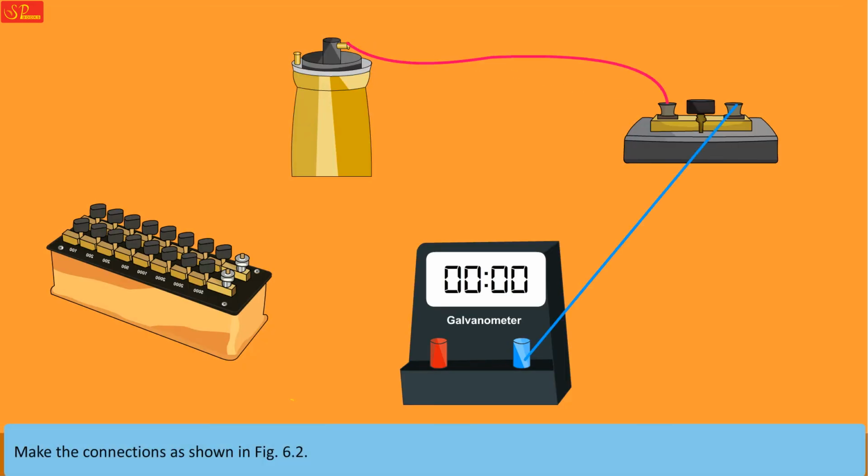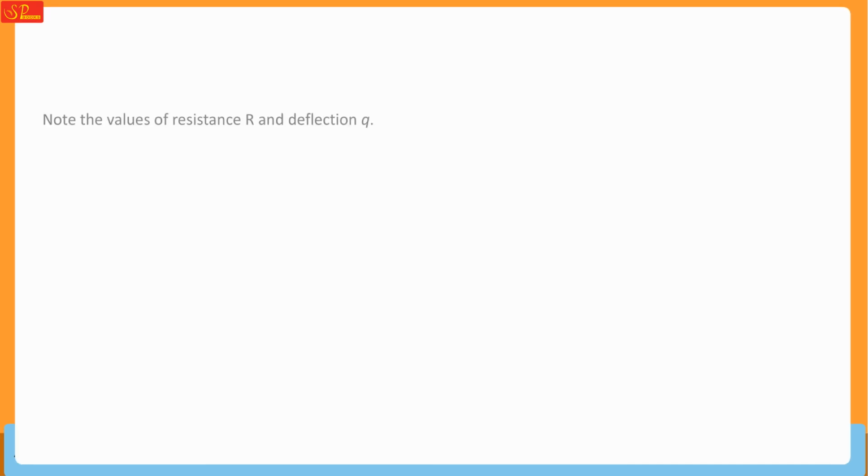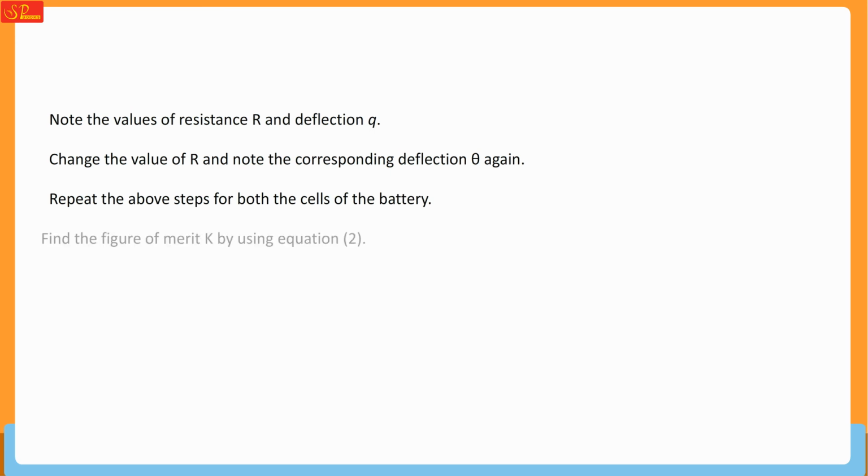Make the connections as shown in figure 6.2. Adjust the value of R to obtain a certain deflection theta, say 30 divisions, when the circuit is closed. Note the values of resistance R and deflection theta. Change the value of R and note the corresponding deflection theta again. Repeat the above steps for both the cells of the battery. Find the figure of merit K by using equation 2. Observations and calculations: record all the observations in the following table and calculate the values.